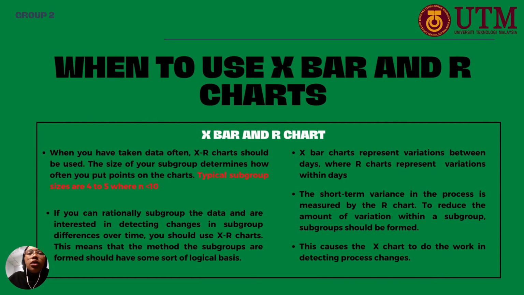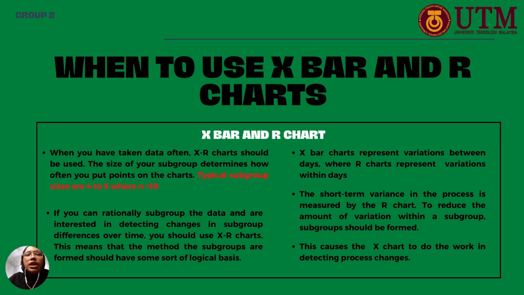Typically, how to use the X-bar and R chart is when you have taken data often, so the XR chart should be used. The size of your subgroups determines how often you put a point on the chart. Typically, for this kind of chart the subgroup size is 4 to 5, where n is less than 10. If you rationally subgroup the data and are interested in detecting changes in subgroup difference over time, you should use XR charts. This means that the method by which subgroups are formed should have some logical basis.